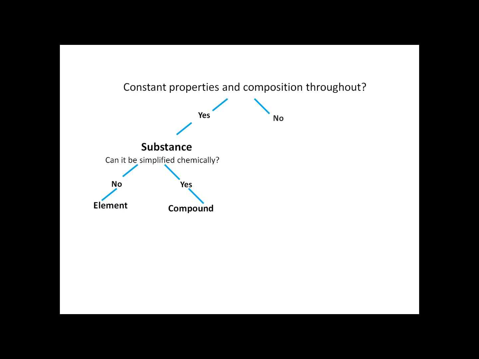If the answer to the question, does it have constant property and composition throughout, is no, then you have a mixture. At which point you would then ask, are the components uniformly distributed throughout? If you answer yourself yes, then you have a homogeneous mixture. If you answer yourself no, then you have a heterogeneous mixture.